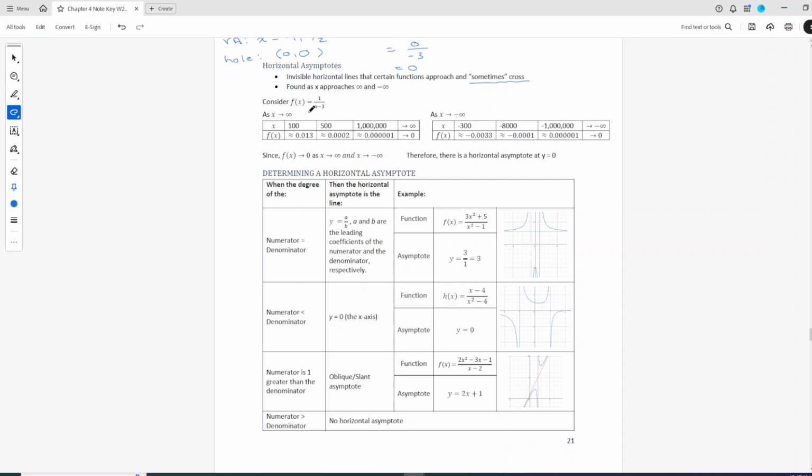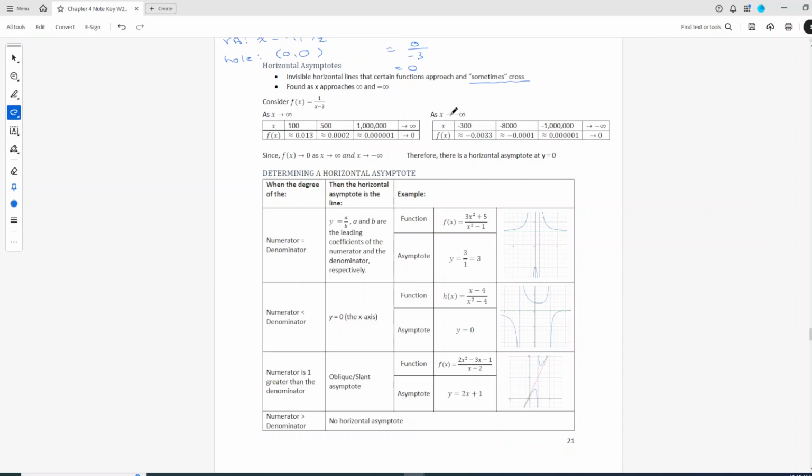negative infinity. So if we look at the same function, f of x is equal to 1 over x minus 3, as x approaches infinity, so as we make this number bigger and bigger and bigger, your y value is going to approach 0. Now it's never going to technically be 0, but it's going to get pretty darn close. Like here, when x is 1,000,000, your y value is 0.000001. So it's getting pretty close to 0, but it's never going to quite get there.